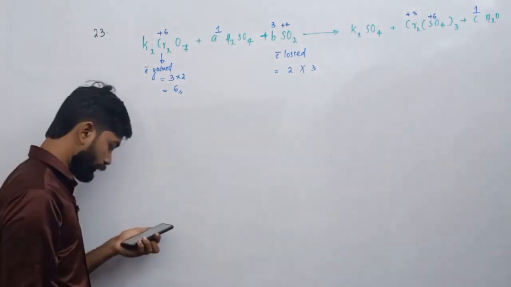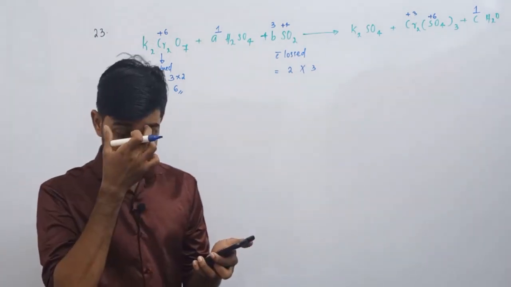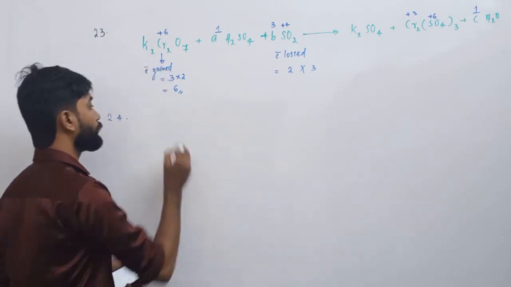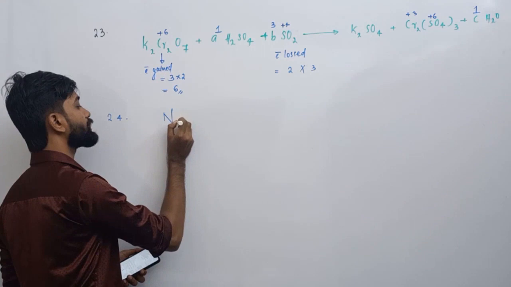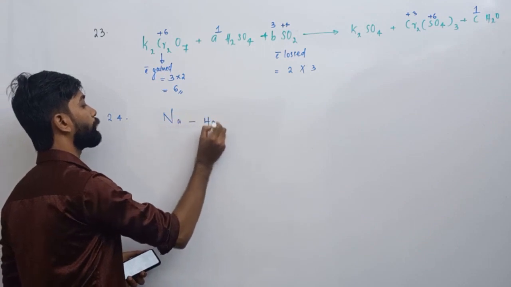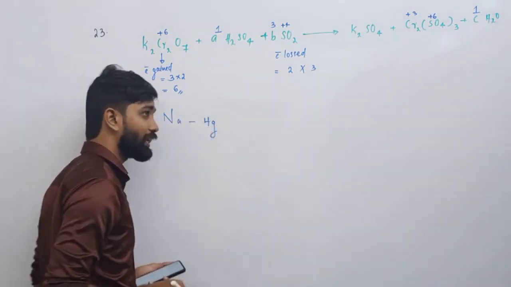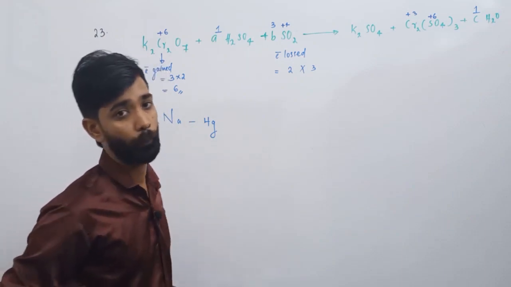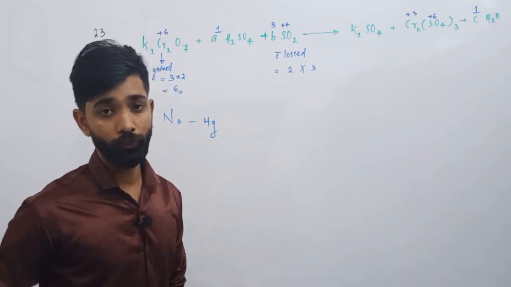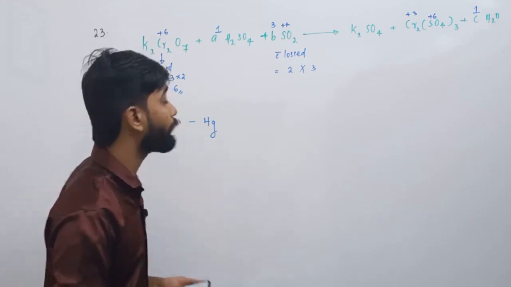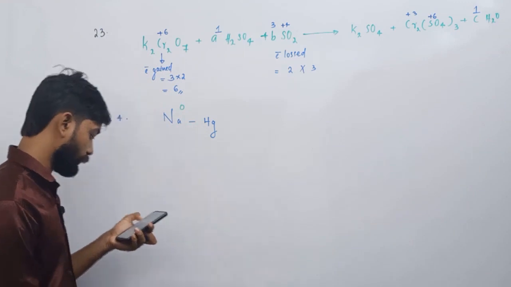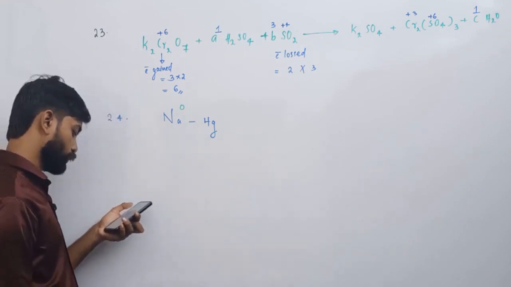Question number 24. The question is the oxidation number of sodium in sodium amalgam. It is already discussed in the theory part. In metal amalgams and metal carbonyls, the oxidation state of the metal will be 0. So the oxidation state of sodium will be 0. The choice will be 2.